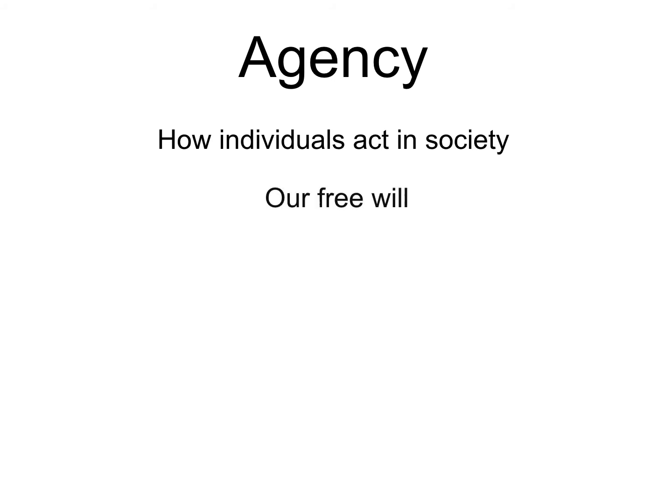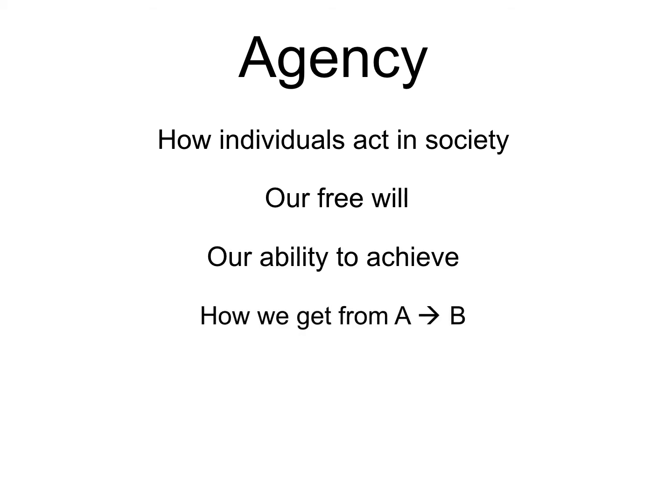The other word is agency, and that's how individuals act in society. It's our free will and our ability to achieve. So it's how hard we work, how much we try, how tenacious we are in looking for opportunities. Another way of thinking about it is how we get from A to B. When you think about A and B, we're talking about having a societal goal and achieving it. So A would be having that goal, and B would be achieving it.